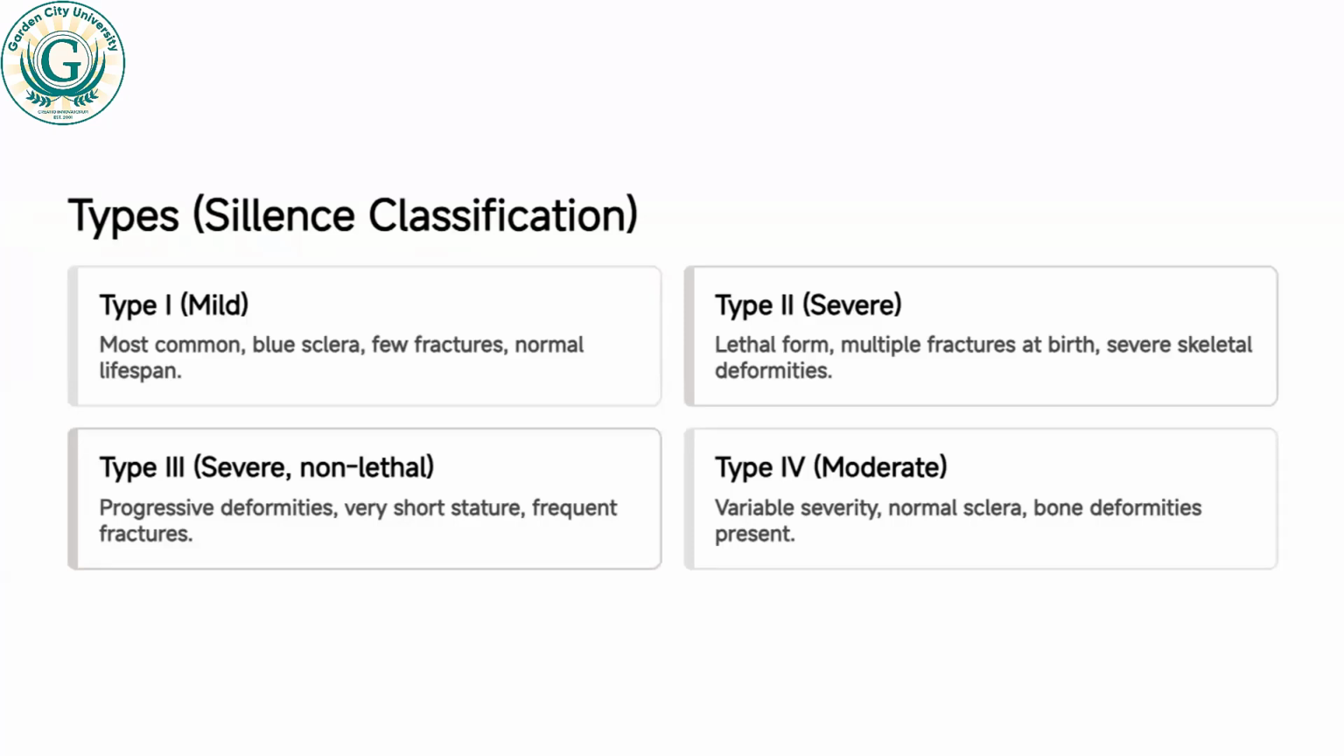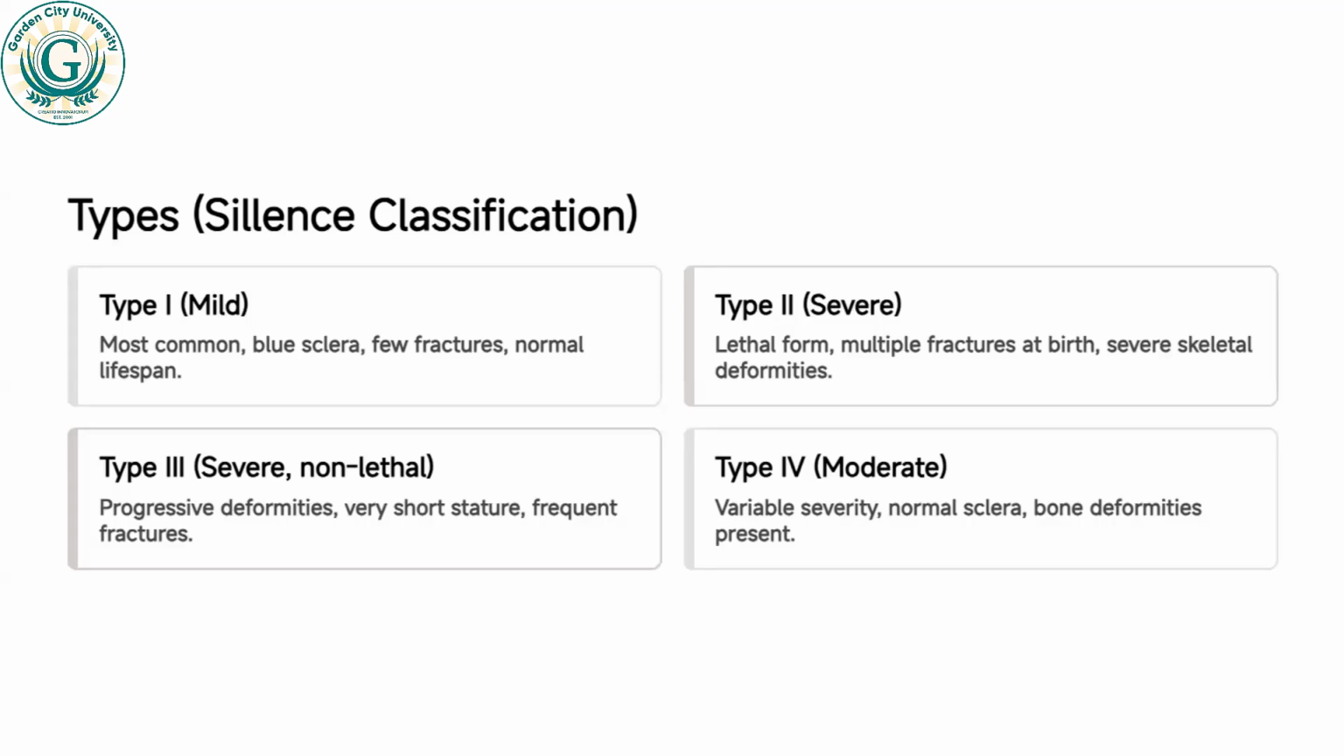So the types, or the classification. We have type 1. So most commonly occurring, we have blue sclera, few fractures, and normal lifespan. So here it is not severe. They have fewer fractures. Remember I mentioned that type 1 collagen helps in bone strength. So once you have a deficiency or there's a defect, there's a possibility of being exposed to what? Fractures. So here the fractures are what? Small, or they don't have frequent what? Fractures. Okay, and mostly they live to what?